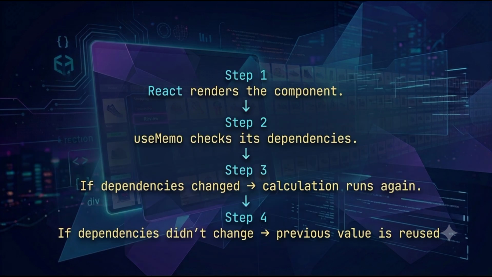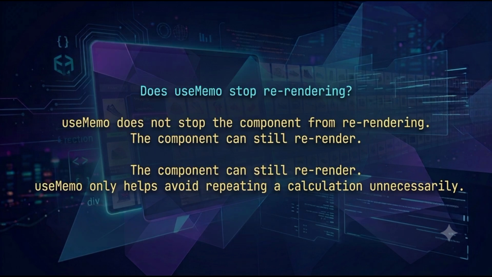So behind the scenes, React keeps track of the dependencies. When a dependency changes, React runs the calculation again. When the dependencies haven't changed, React can reuse the previously calculated value. Does useMemo stop re-rendering? No. One important point, useMemo does not stop the component from re-rendering. The component can still re-render. useMemo only helps avoid repeating a calculation unnecessarily. This is an excellent interview point.